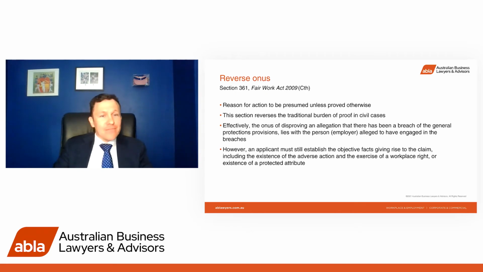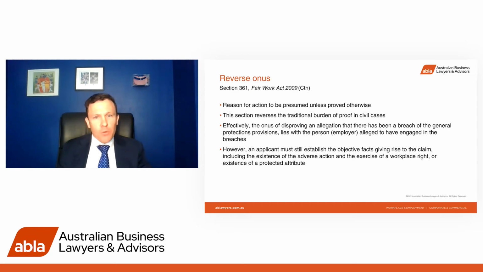Now, that is very different from other legal processes. There's probably quite good reasons as to why it's different. I mean, how would an employee go about proving the reason that an employer took adverse action if the onus was on the employee? It would almost be impossible for an employee to prove why the employer took an action. And so they flip the onus. The employer has to disprove that the action was taken for an unlawful purpose.